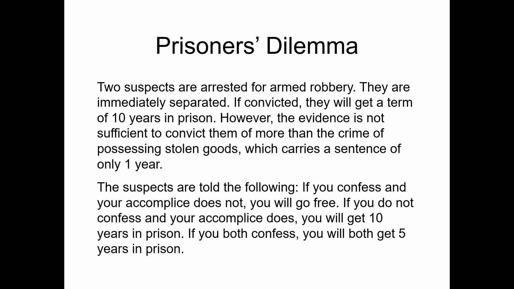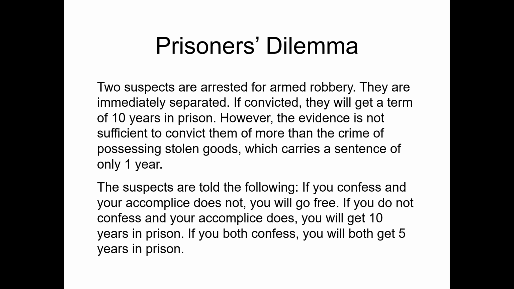The suspects are actually told the following: if you confess and your accomplice does not, you will go free. And if you do not confess and your accomplice does, you will get 10 years in prison. And if you both confess, you will both get 5 years in prison. This is what the condition is.